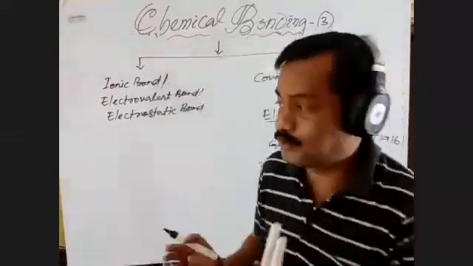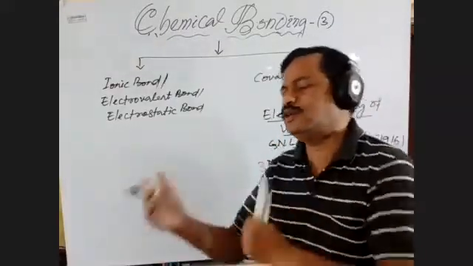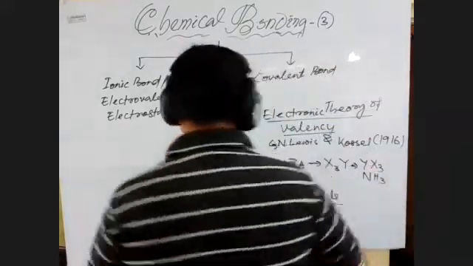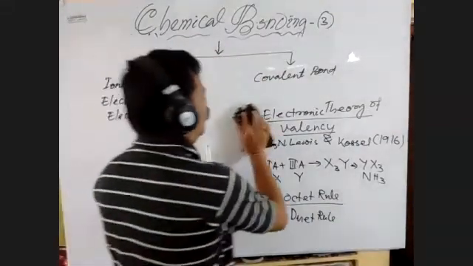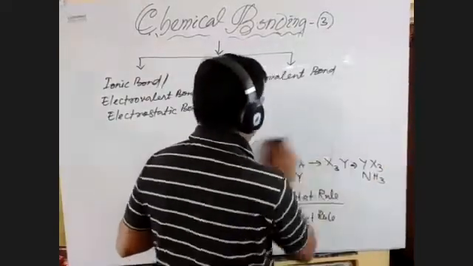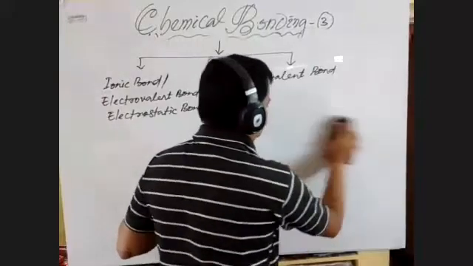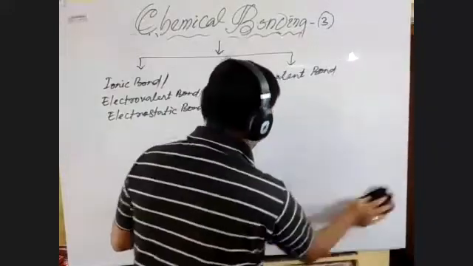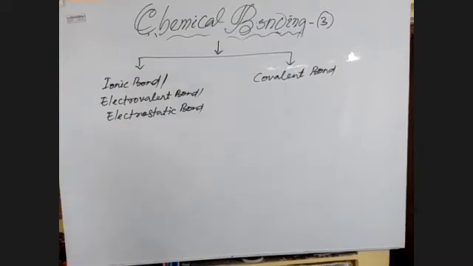Either you donate permanently, or you donate temporarily, which you can call sharing. So two types of bonds are formed here: the ionic bond and the covalent bond. This theory of forming the bond we call the electronic theory of valency, which was proposed by Kossel and G. N. Lewis.